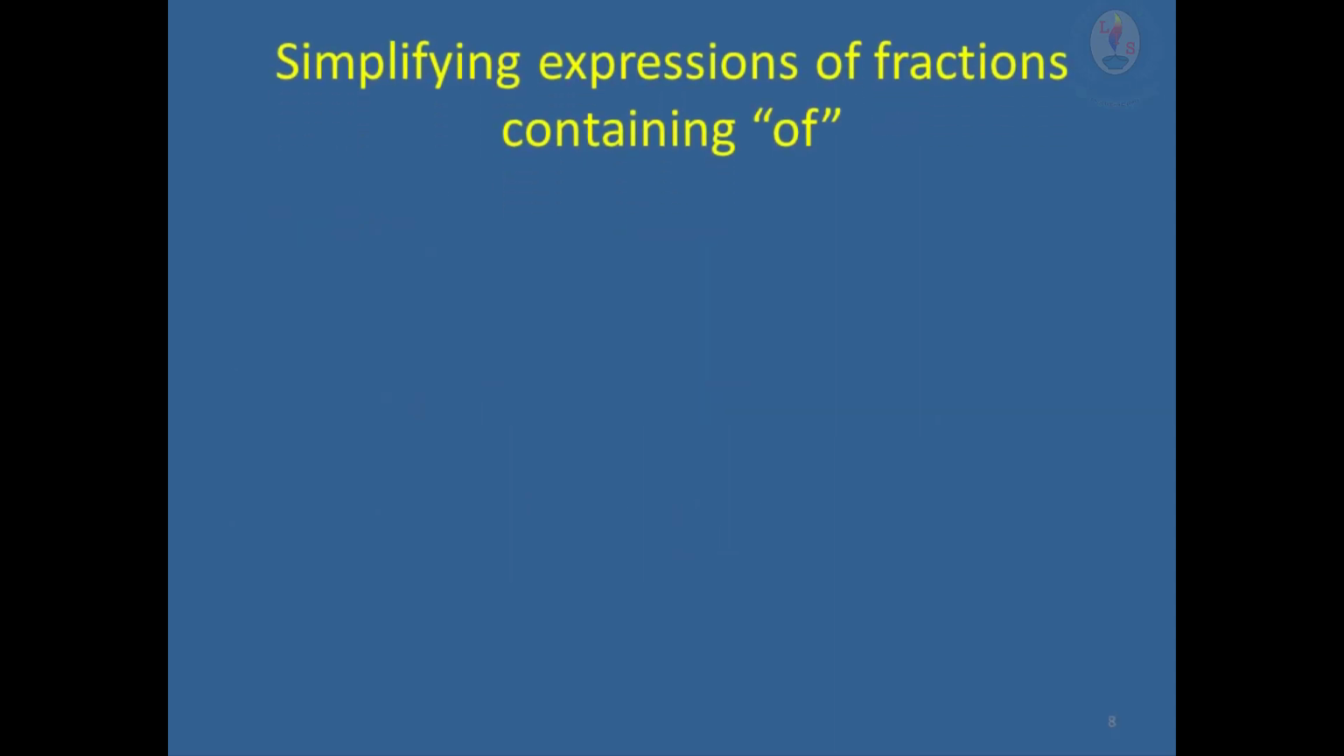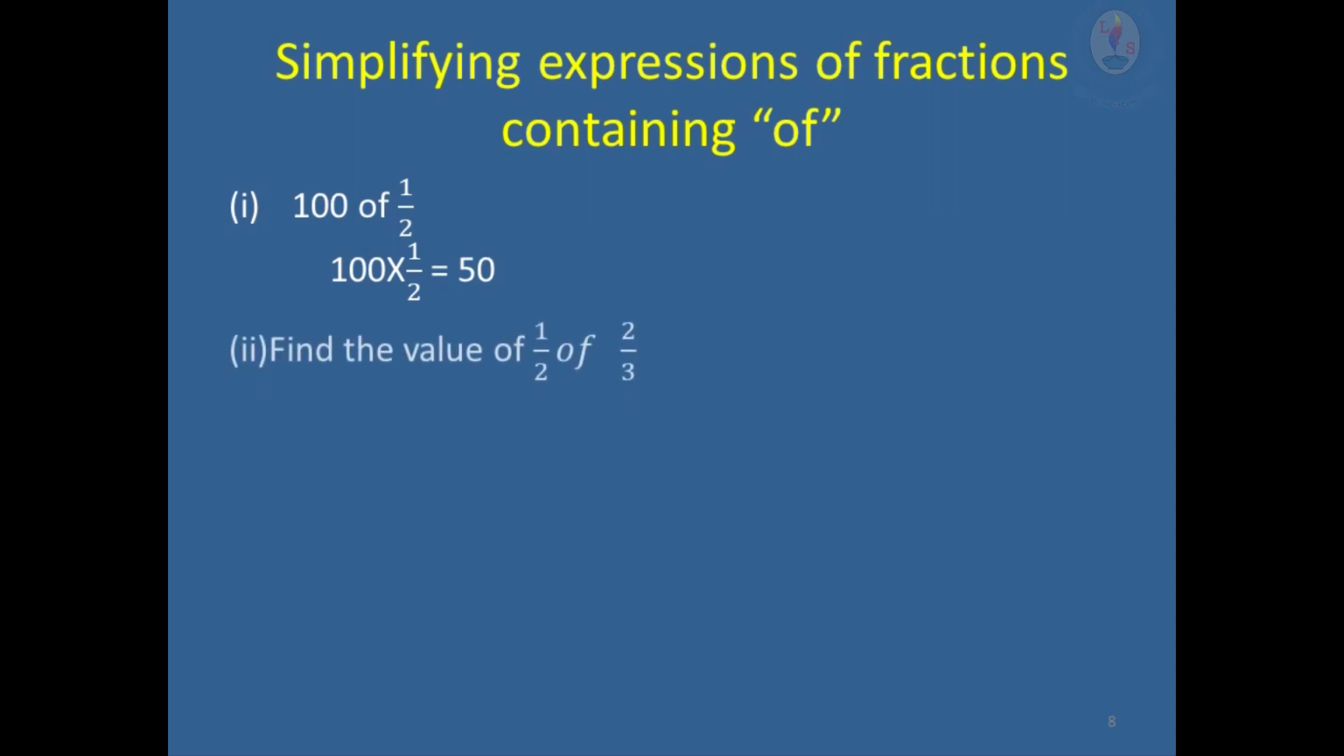Let's see simplifying expressions of fractions containing 'of'. Part 1, 100 of half. We can replace the term 'of' by the operation of multiplication. 100 multiplied by 1 over 2. Here we can cancel out 2 and 100 by 2. Then the answer is 50.